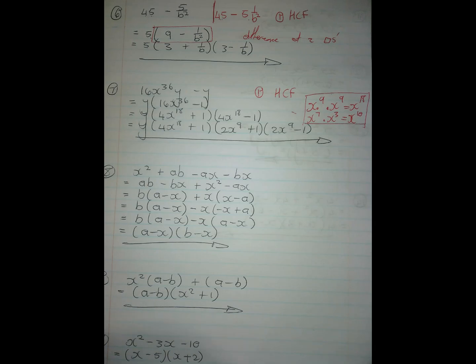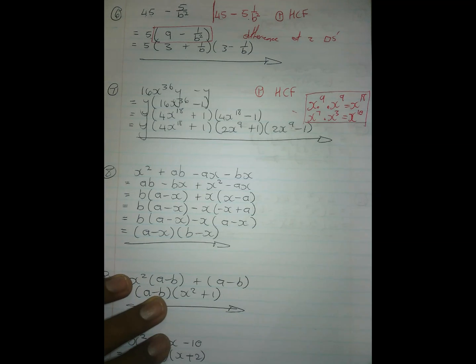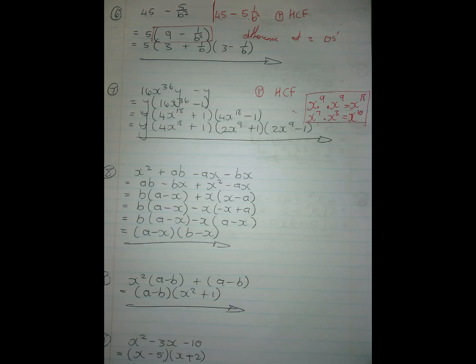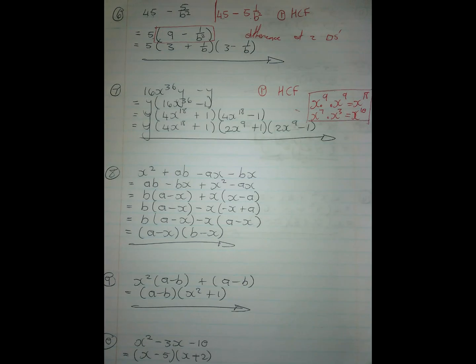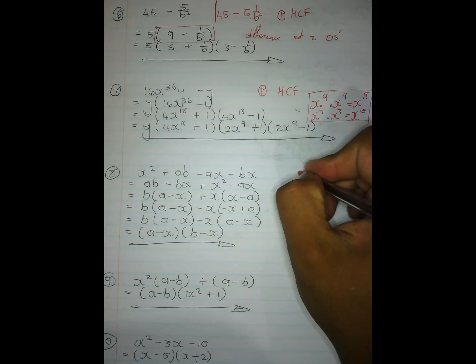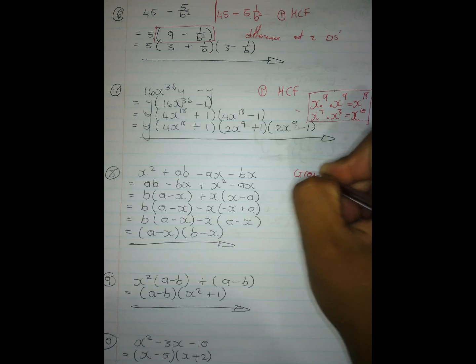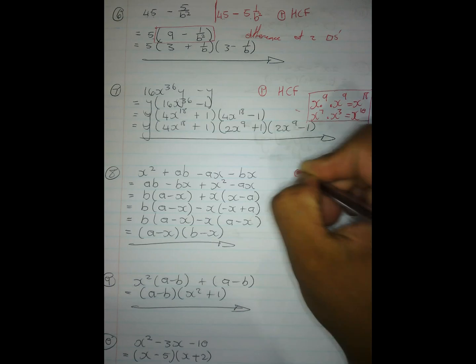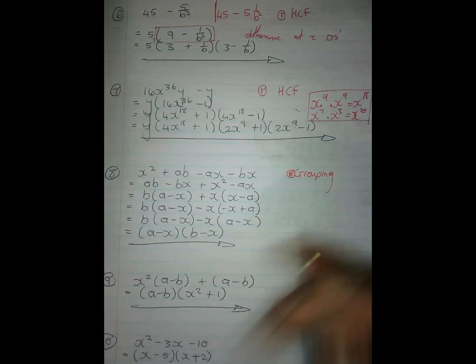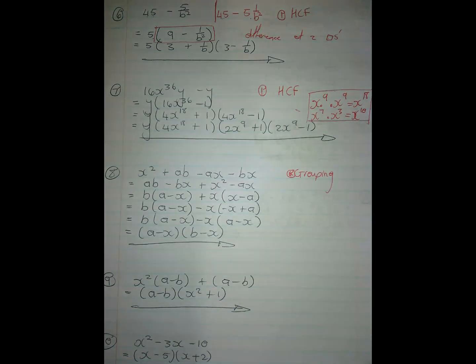Okay, looking at number 8 now. Number 8, visually, there's 4 terms. Immediately, I don't think of highest common factor. I don't think of difference of squares. I think of grouping. Highest common factor won't work here just yet.